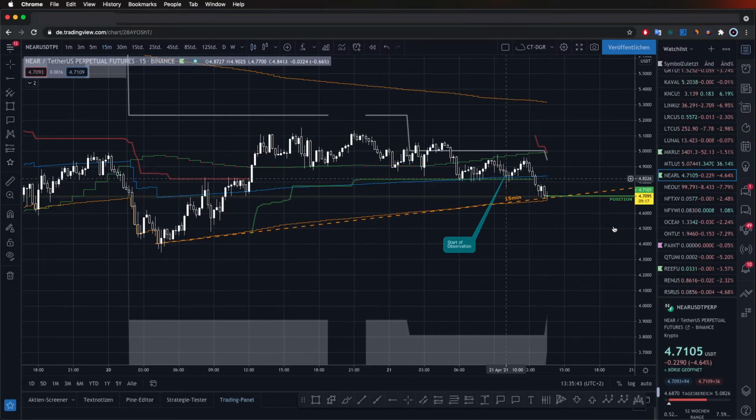I told you this is not enough and not safe enough, and I will wait for here. This is exactly what I did. The price went up, was neglected by the DGR and the step line, and came all the way back down to the 15 minutes buyer support. I got my alert and I entered my position.